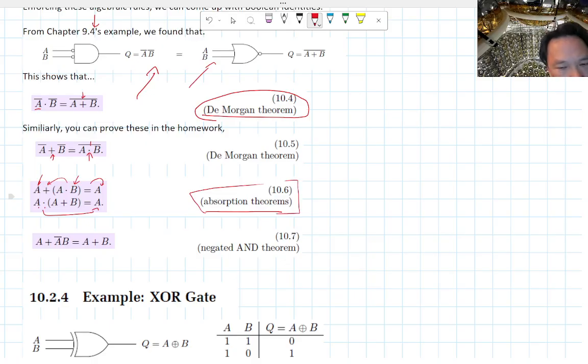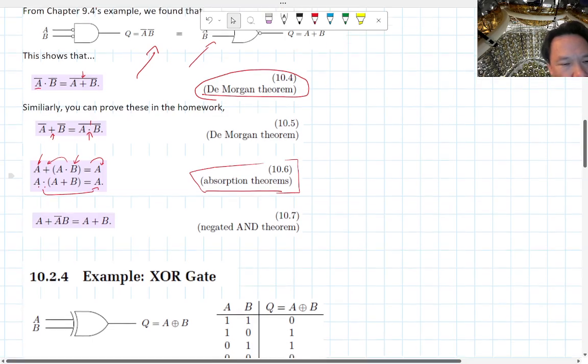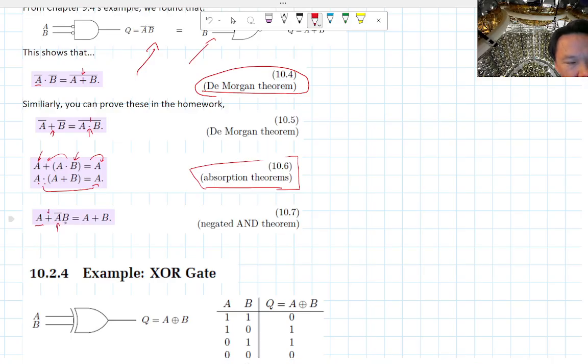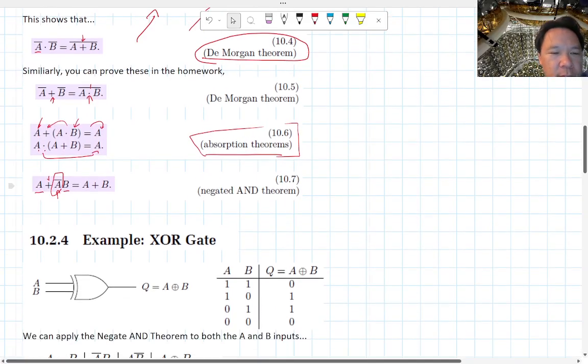We're going to look at the negate-and theorem, where if you have A and then negate and then AND on B, it makes no difference. This part makes no difference. If you have the opposite of A, you can literally just put that in and remove it as you like without changing the equivalent operation.